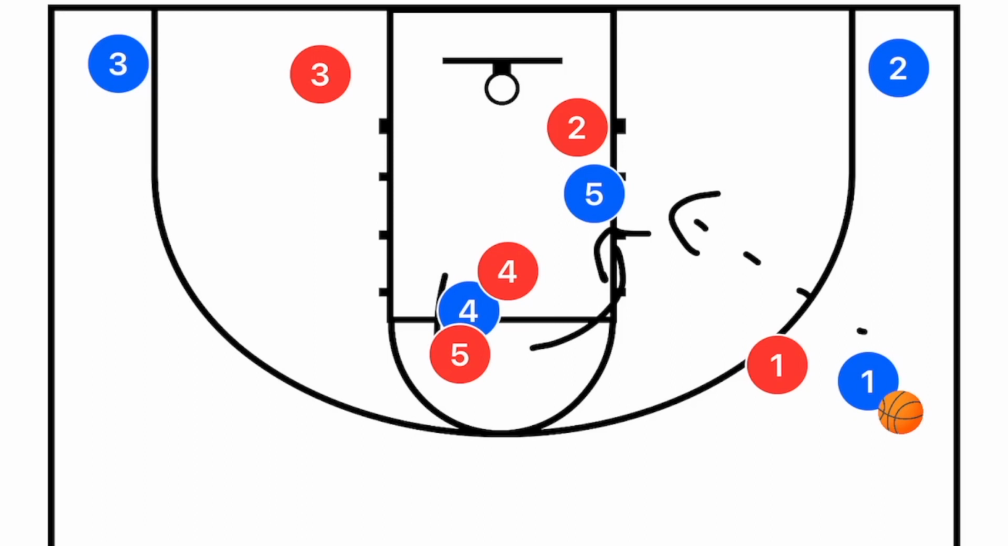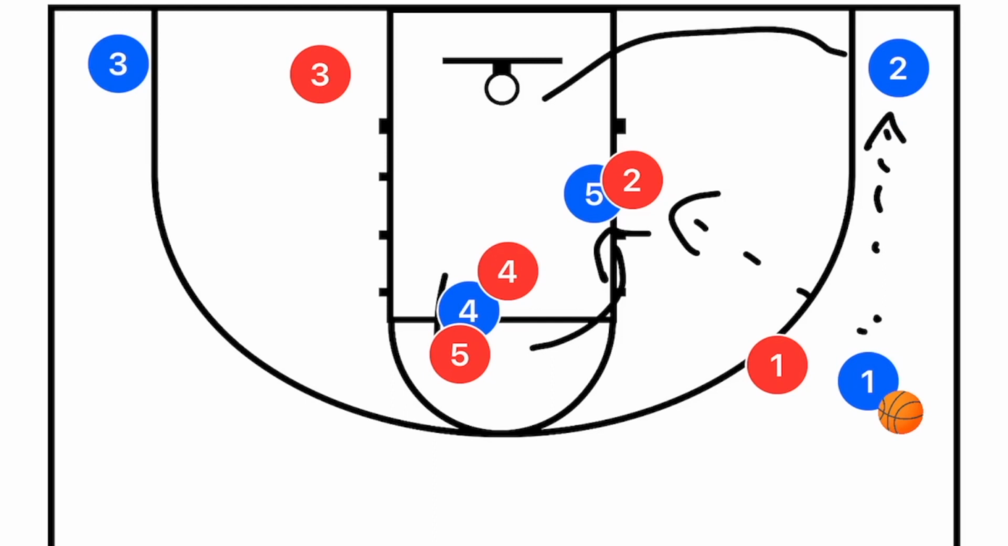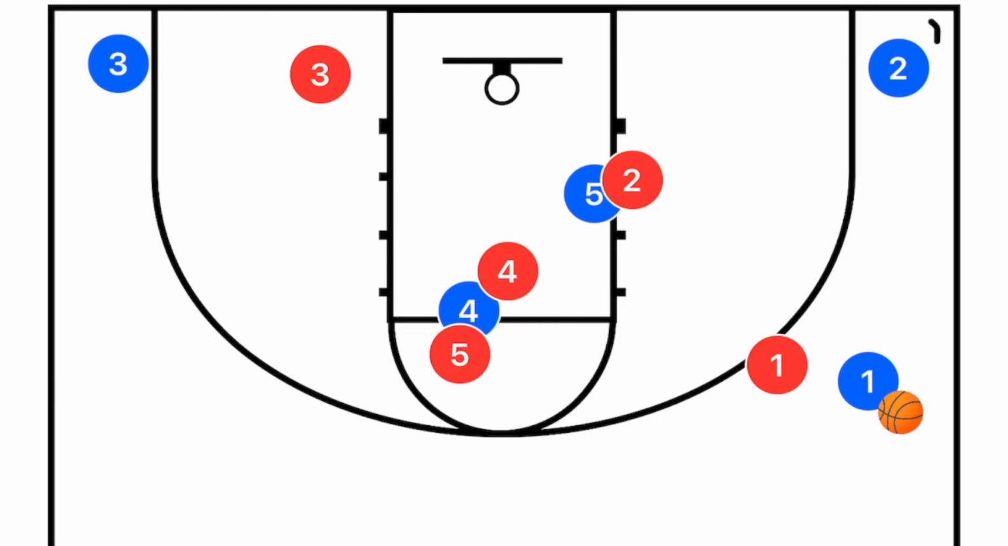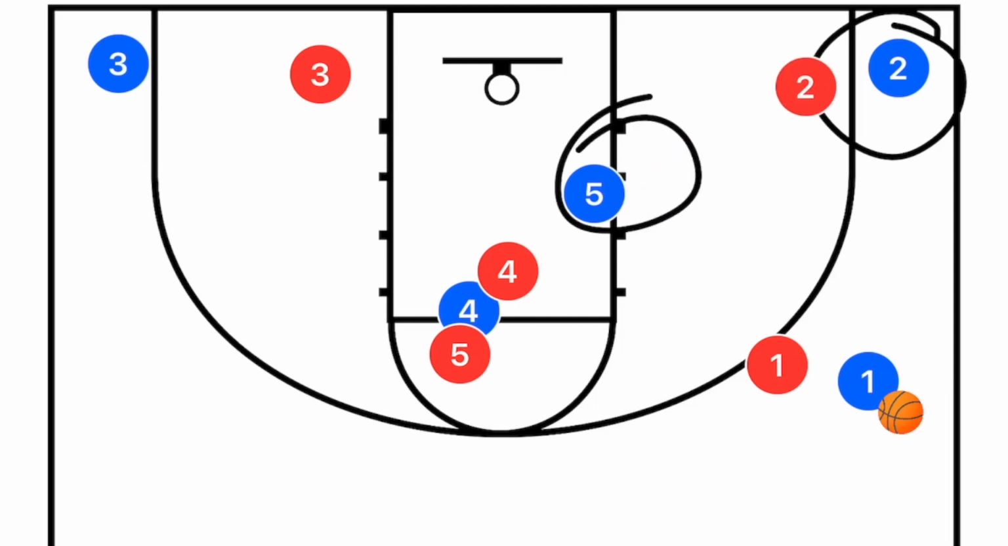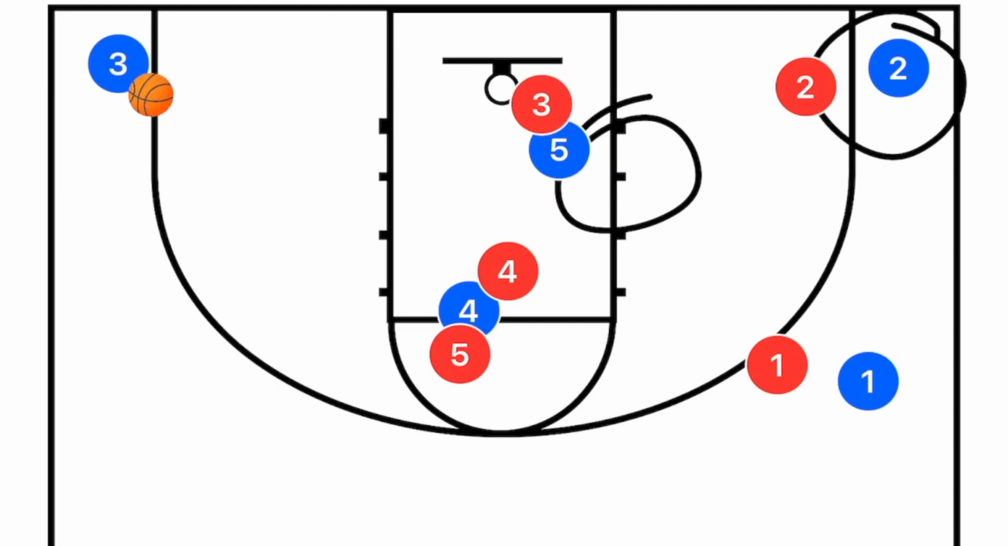If player 2 red comes down to try and cut that pass off, then player 1 can pass to player 2, and player 2 is the one who can take that shot. In this case, 2 would be the backup option for player 5. If player 5 obviously doesn't have anyone covering, he can score. Help defense comes down, he can kick it.